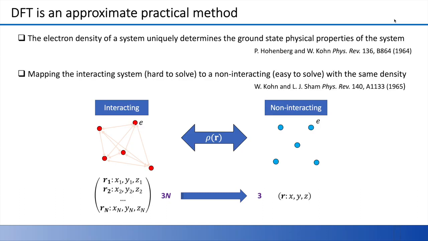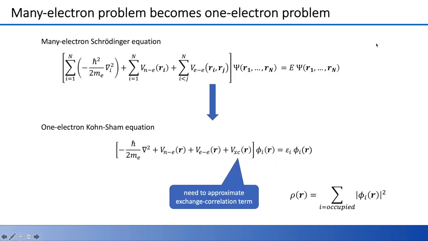In 1965, Kohn and Sham proposed a single particle scheme to map the interacting system we are interested in to an artificial non-interacting system. The real interacting system and the fictional non-interacting system are connected by the same electron density. So instead of 3N position variables involved in the many electron wave function, we only need 3 position variables for the wave function in the single particle picture. Density functional theory transforms our task from solving the many electron Schrödinger equation to solving the one electron Kohn-Sham equation.